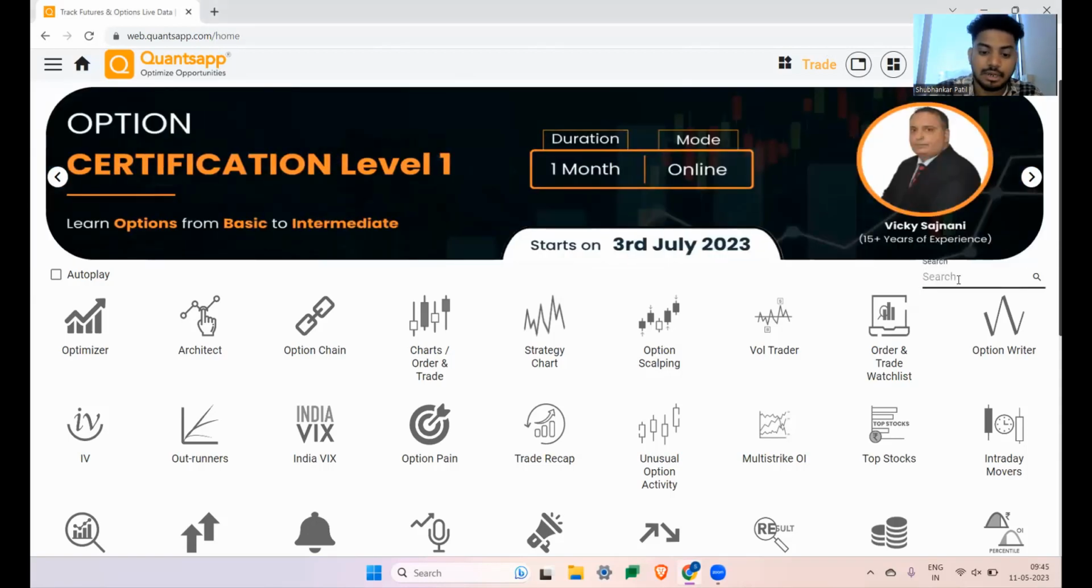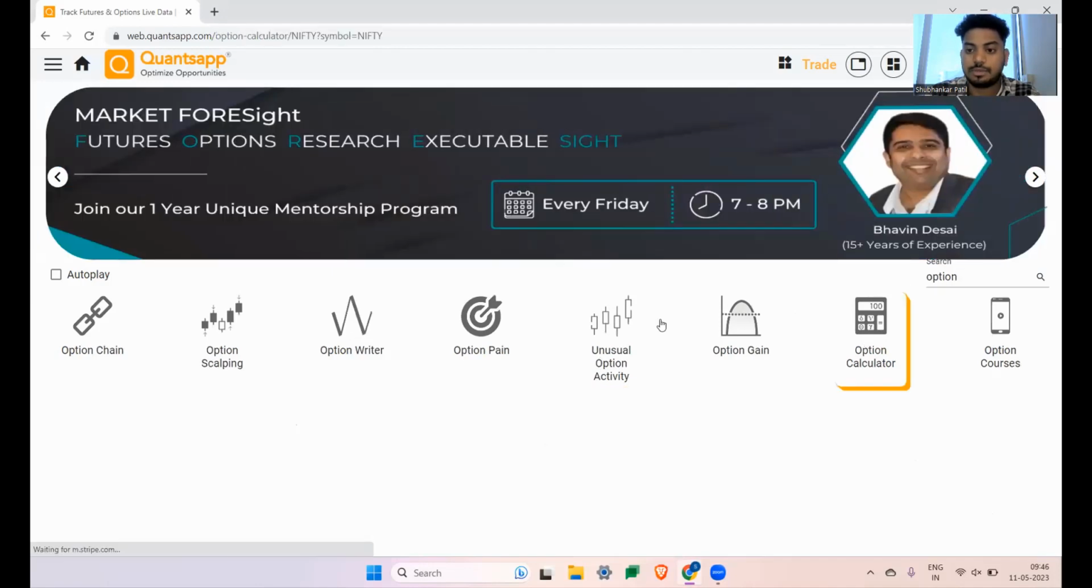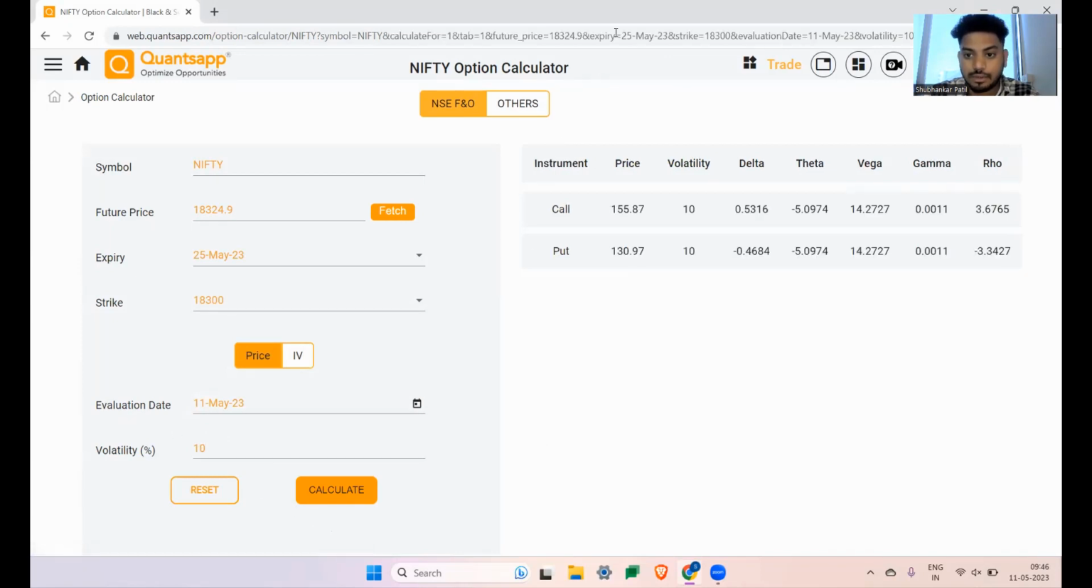So let me just navigate you to the calculator and let me just show you. So let's say option calculator. And let's select Nifty and let's select expiry of 2015. Okay, and I'm calculating the options premium as per 10% volatility as of now. Now, if you see, the Vega component for both the options is positive, right? It is 14.27 for call option and 14.27 for put option. Now, what does that indicate?